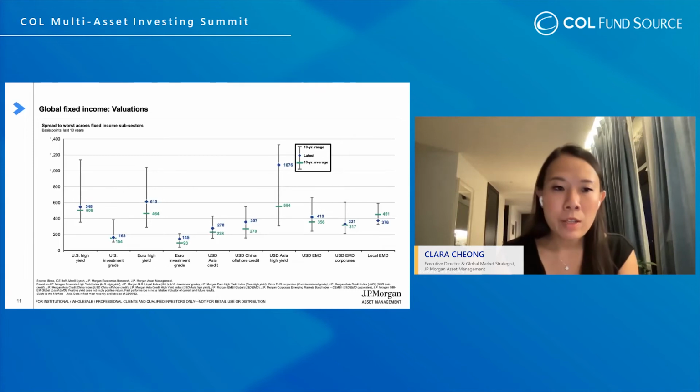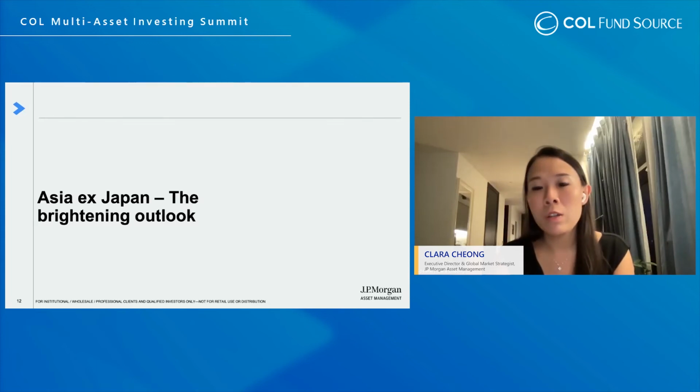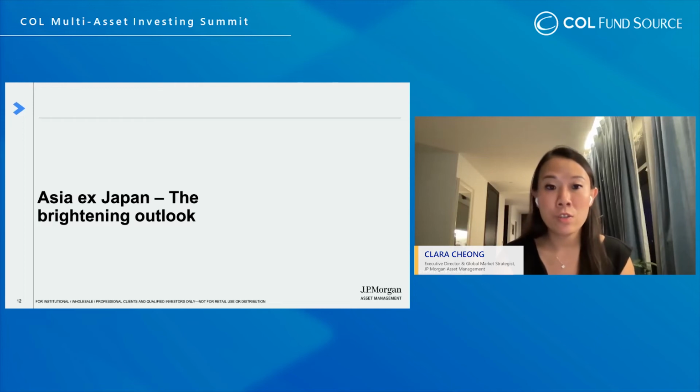So on the next page, besides this better entry point that I've just shown on either US rates or income producing instruments like US high yield and US investment grade, as we navigate this uncertainty, we think there also exists an opportunity in Asia ex Japan, as the outlook here really brightens more significantly compared to what we had over the past 2 years.